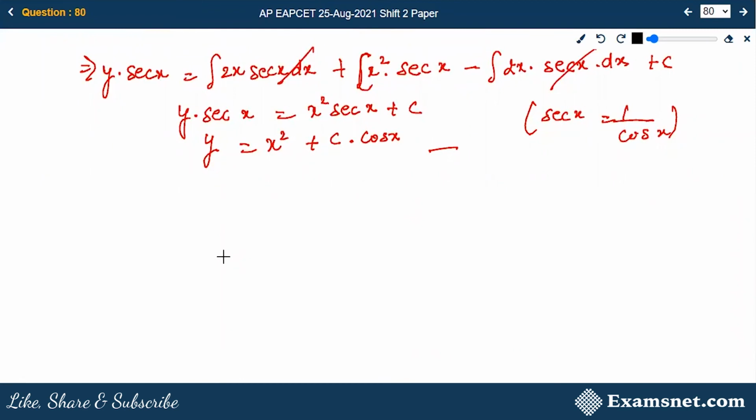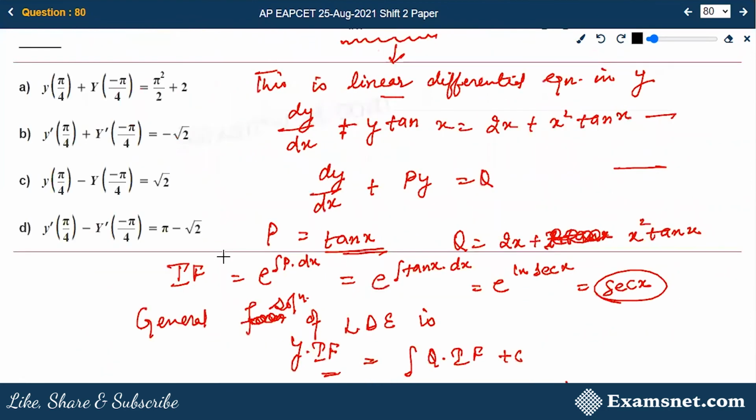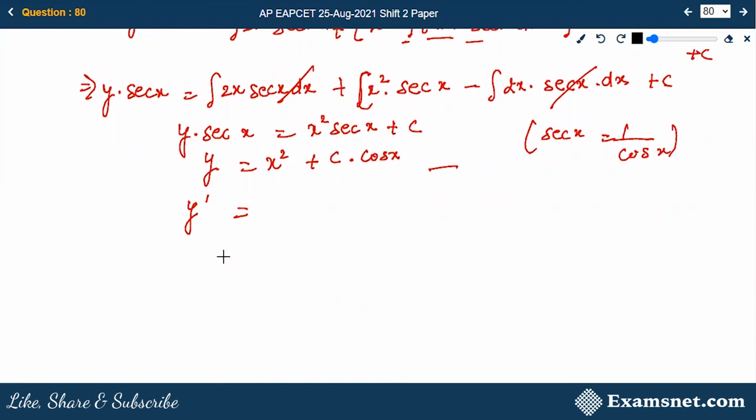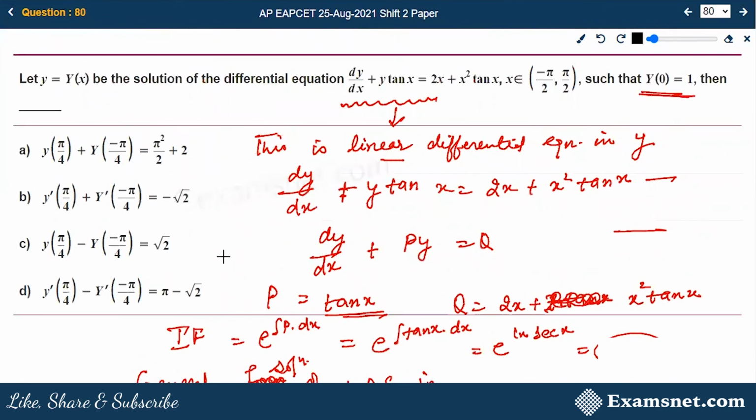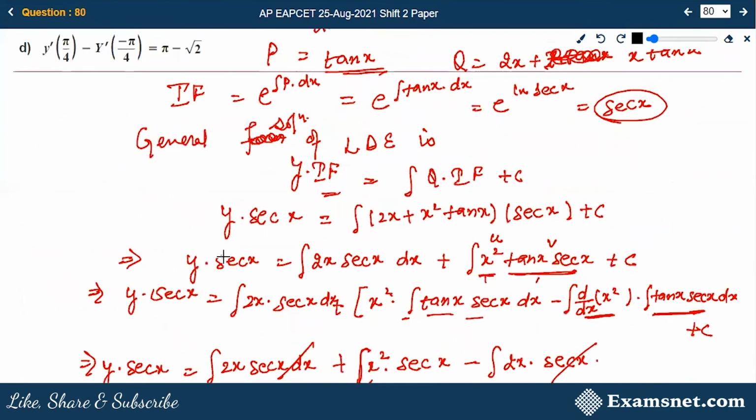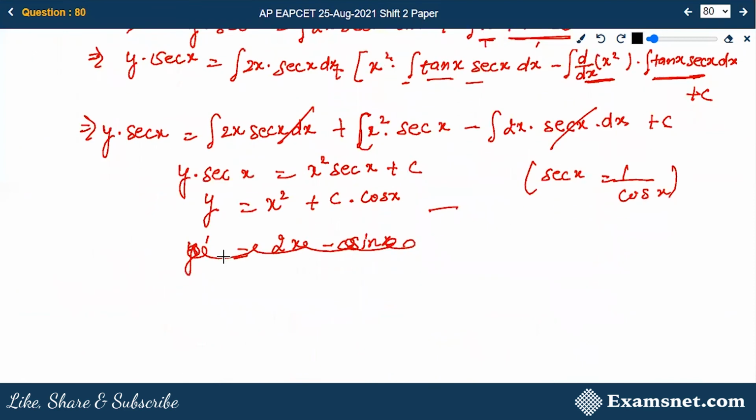Now let's find out the derivative of this y. Y dash, why are we finding the derivative? Because there are many options available in the given options. So this is equal to 2x minus c sin x. Now before this, you are given one more thing. You have to find c. Y of 0 is equal to 1 is given.